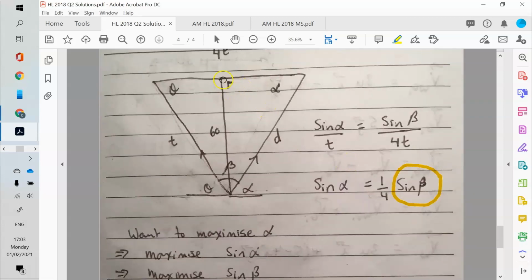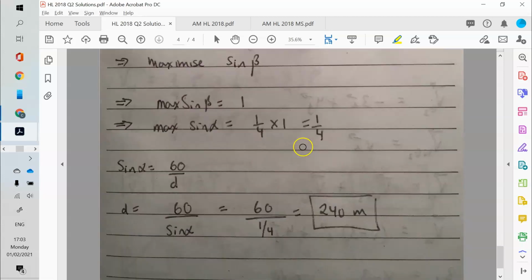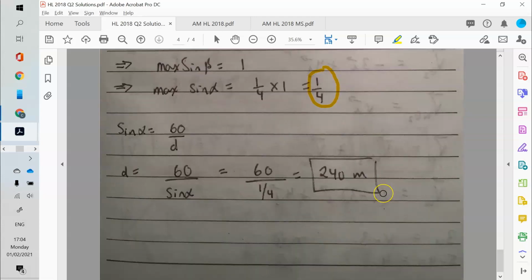So as I said a minute ago, sine of alpha is 60 over d from this right angle triangle. So we can use that information and we can say that that is equal to 1/4, because our maximum value of sine alpha was 1/4. So from that we can calculate the distance d to be 240 meters.